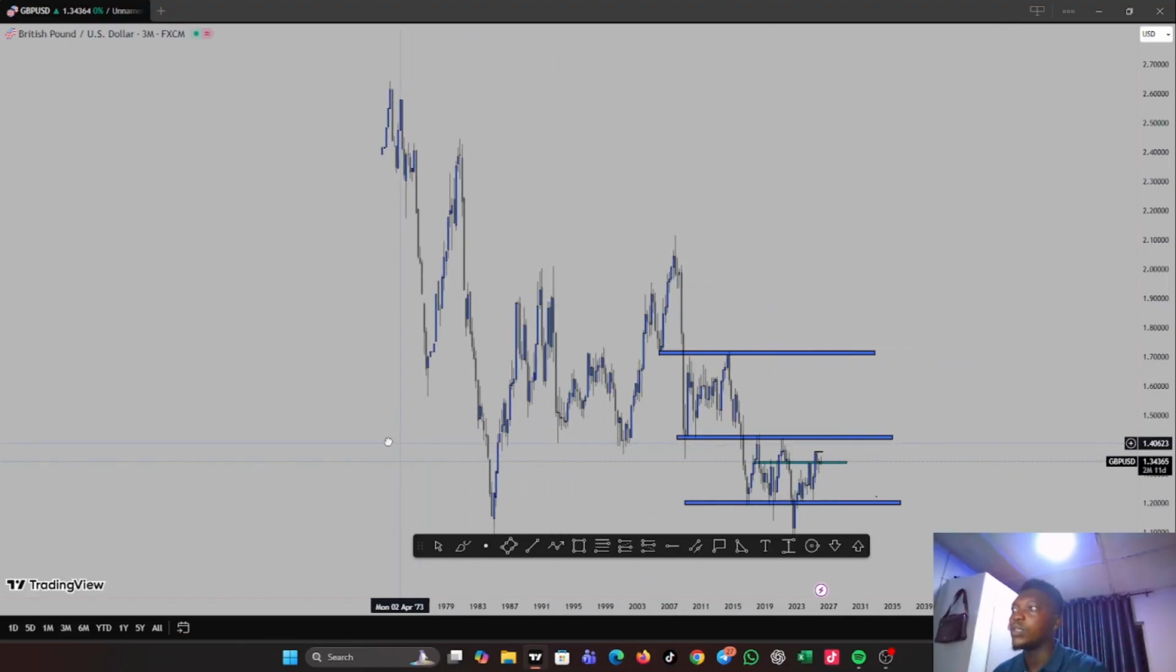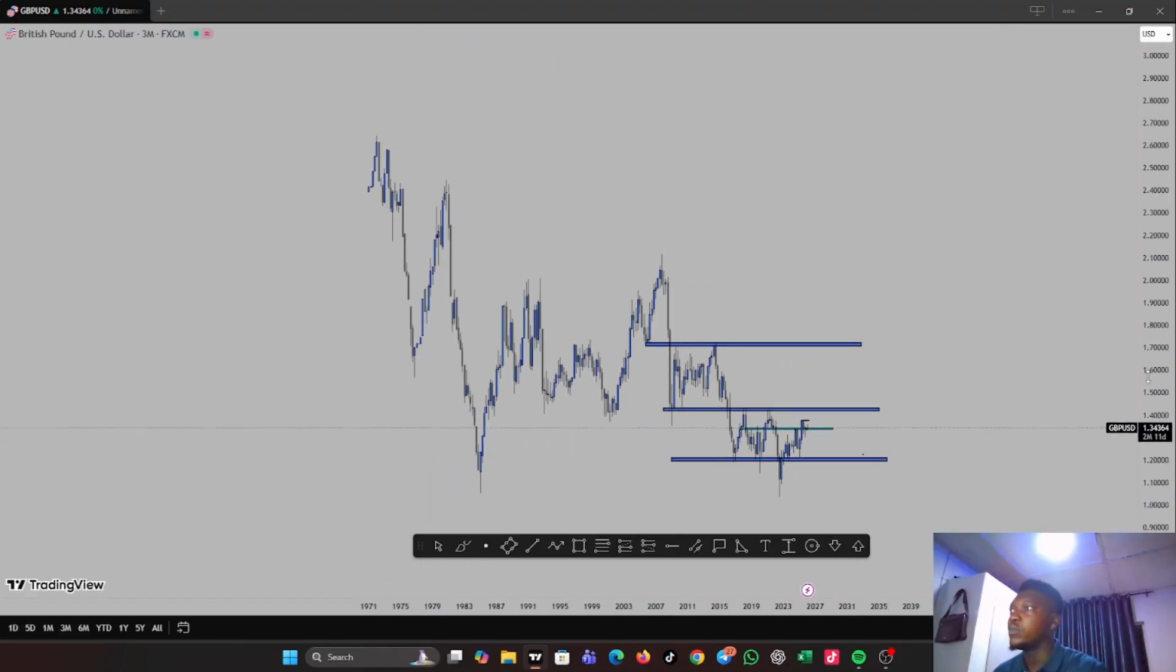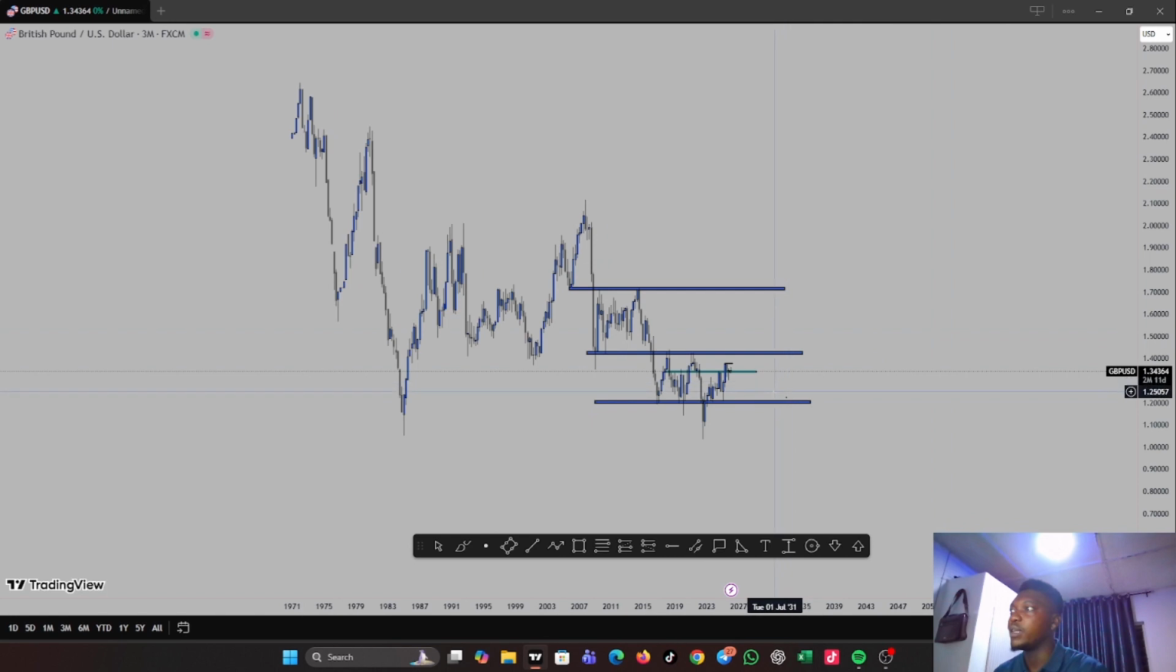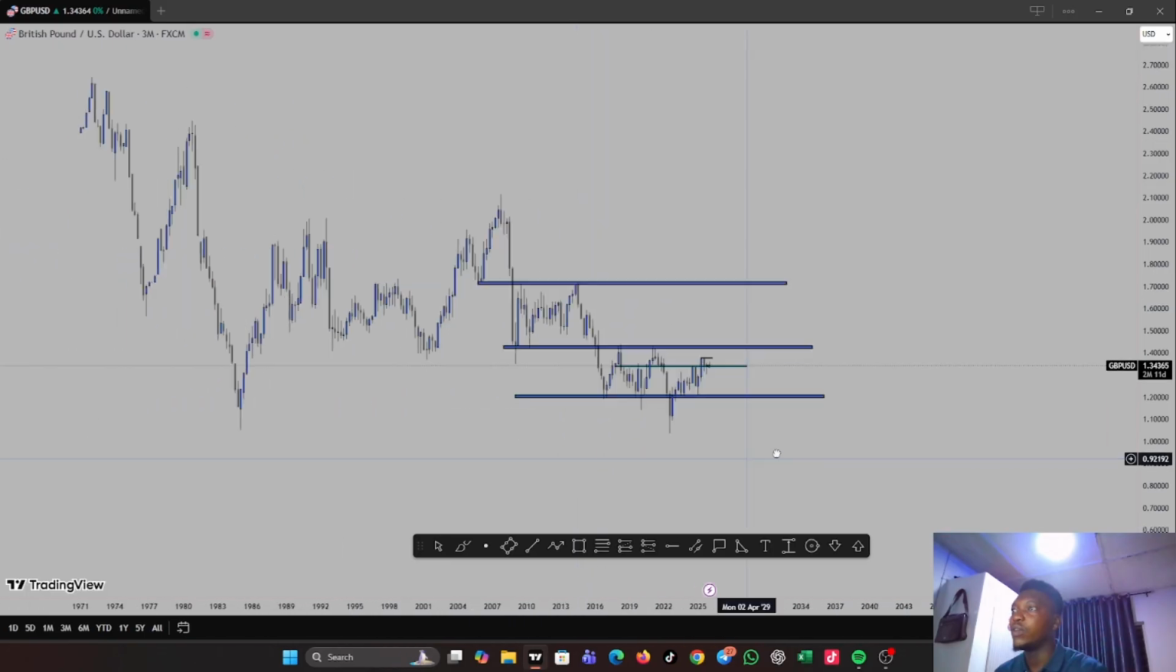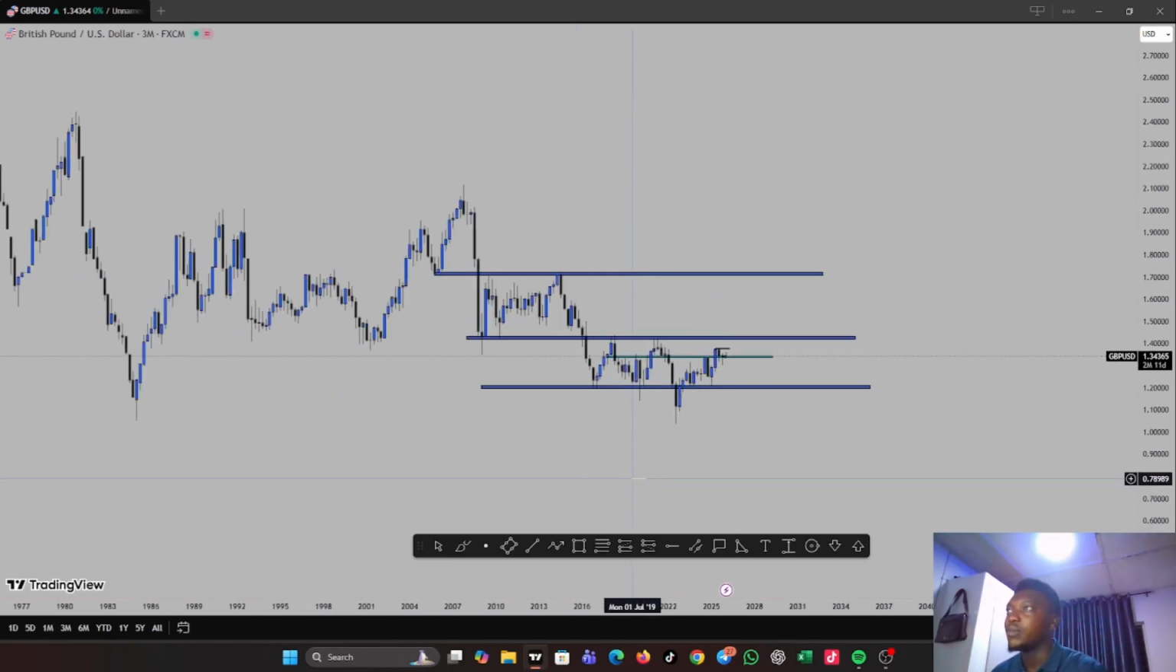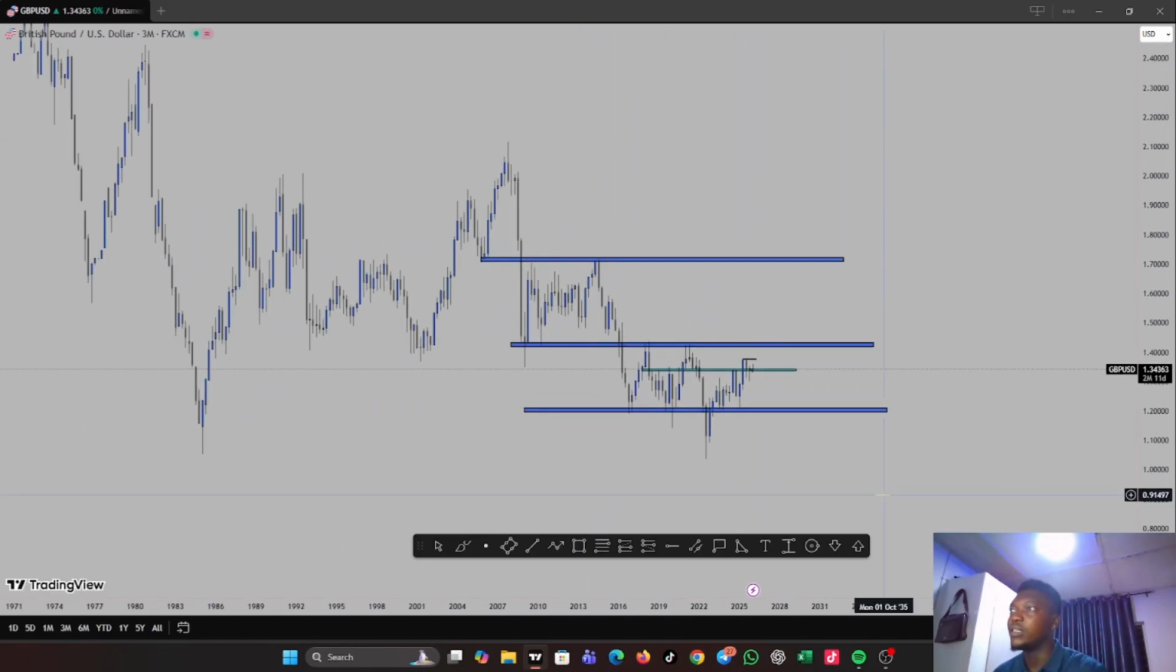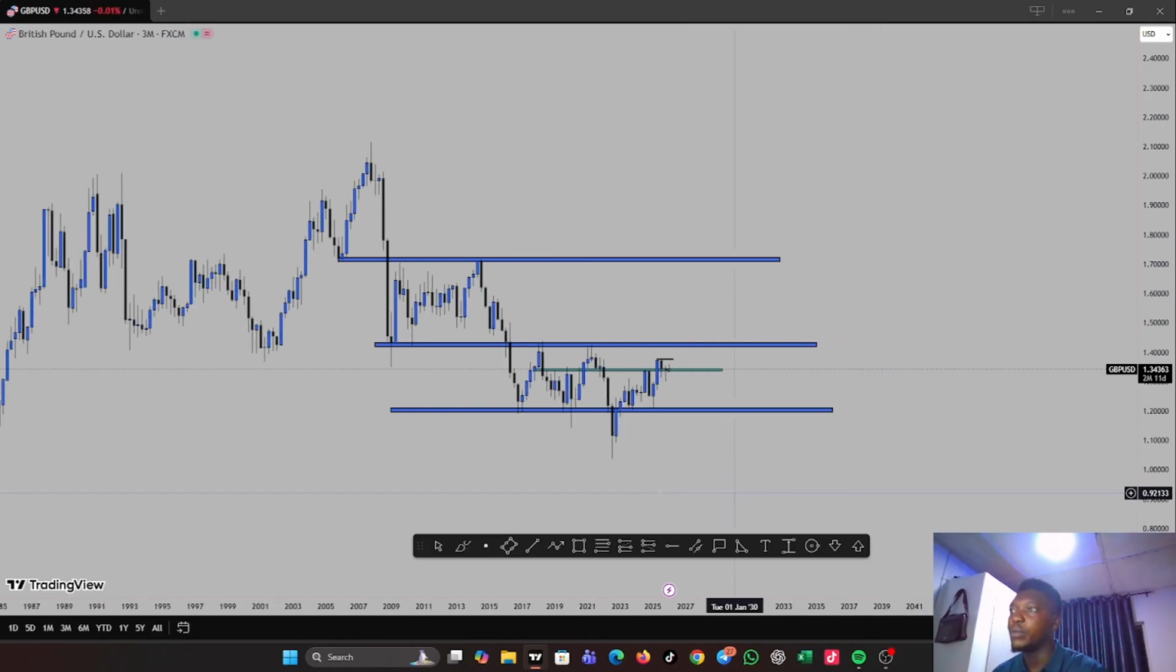Okay, so let's start usually from the higher time frame so we can really understand what we want to do. On these 3 month charts, we have price that has been in a downtrend for a very long time, and if we pay attention to what price is currently doing, we will see that price has held up.